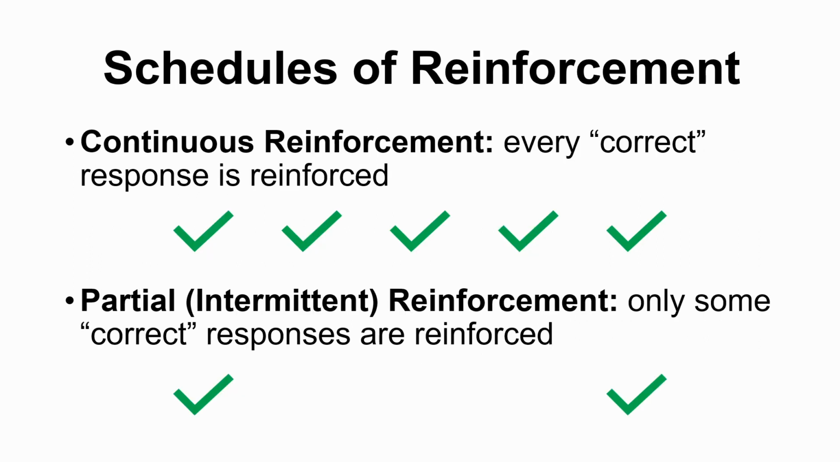Next, I want to focus in on some terms, specifically our schedules of reinforcement. Up until this point, we've been talking about a rat pressing a lever and getting food. And the implication is that every time the rat presses the lever, they get food. That would be an example of what we are going to call continuous reinforcement, where every time you make the response, that response is going to be reinforced.